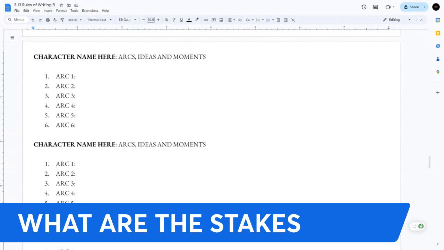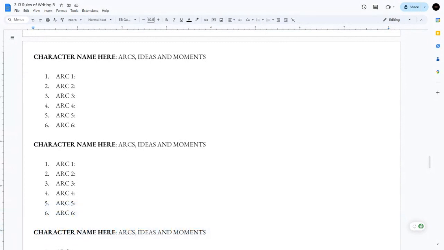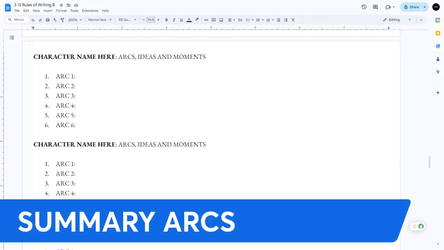All right, what are the stakes? Wait, that's not what we're looking for. Sorry about that. Okay, summary arcs. We're gonna do this in real time. Hey, look, there it is. Character name here. But Thomas, who is that character? I don't know right now. We're going to figure that out in real time, and we're going to come up with an arc.